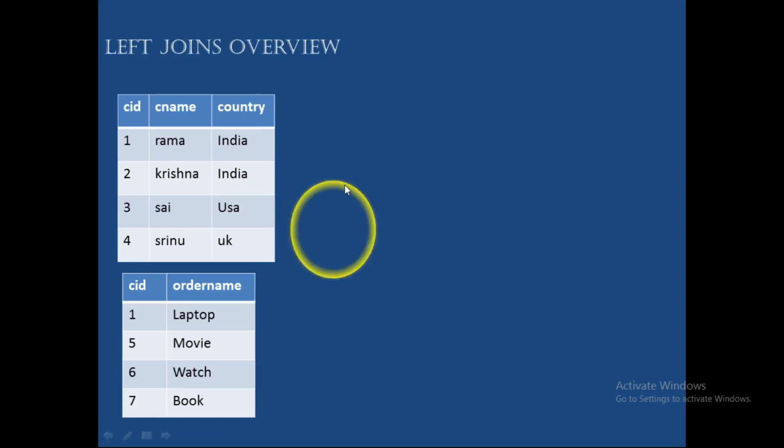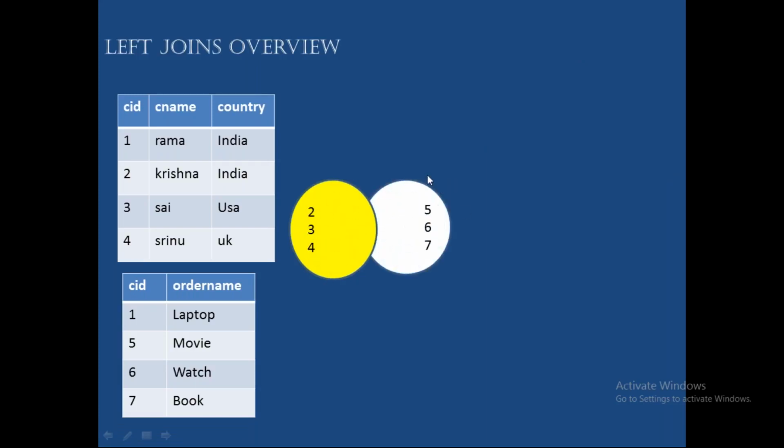Just try to understand. These are the records which are available only in the left table. These are the records which are available only in the right table. This is the common record between this table and this table. The 2, 3, 4 records are the only ones available in the left table. The 5, 6, 7 are the only records available in the right table. But 1 is common between these two. Yesterday we saw that when we apply left join, we get the common record between the left and right table, whatever common record we have.